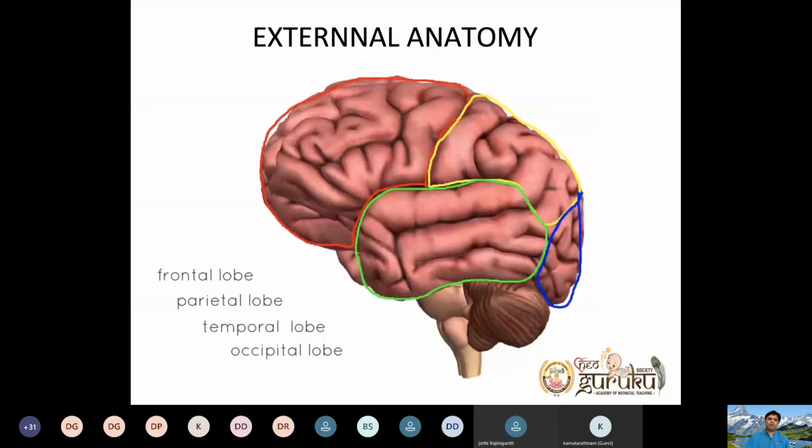So this is the external anatomy. We have the frontal lobe, then we have your parietal lobe, temporal lobe, and occipital lobe, and this is your cerebellum. Then your brainstem, midbrain, pons, and medulla.